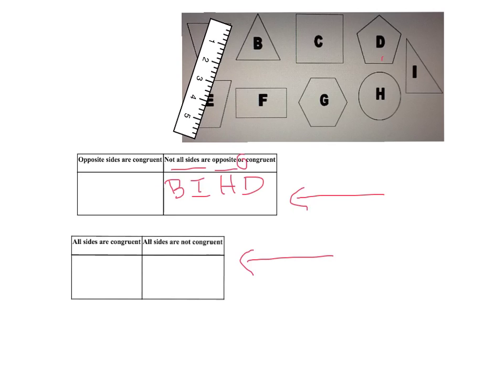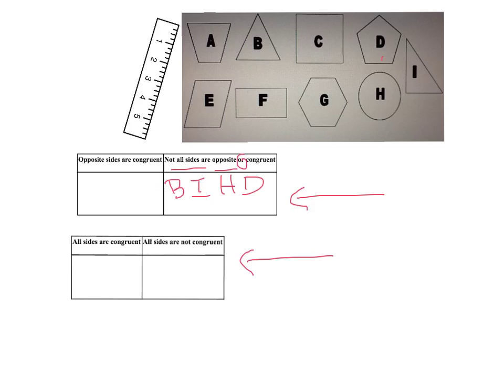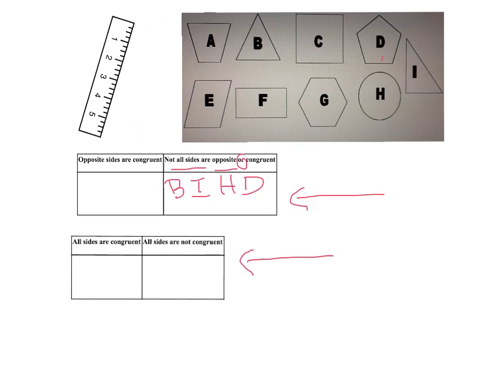Now, mine's going to be different because I do not have the same scale as you do, as I've said before. Those opposite sides are congruent, but look at the bottom and the top. Here and here, obviously different sides. You don't even have to measure that to know that all sides are not congruent, so A would go here. And not all sides are opposite or congruent, so A would also be here.